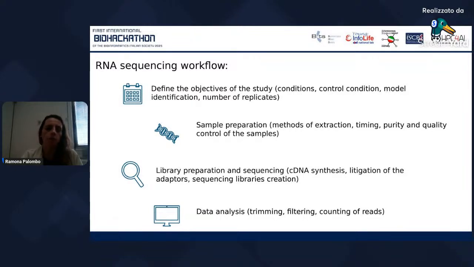But if I want to decrease the number of different RNA species in my samples, I can also use some particular columns that have the ability to bind specific RNA molecules and elute the others, or I can also choose different kinds of extraction methods, for example, in solution with TRIzol, instead of filtering them by kilobases, for example, etc. But also the timing.